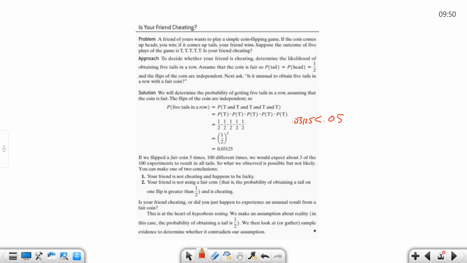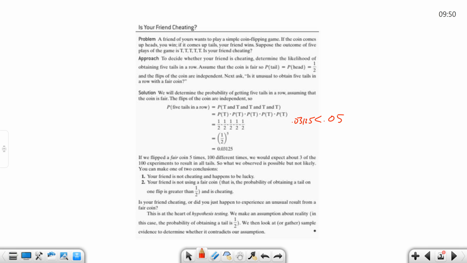And your friend just did it right in front of you, right? I would call that unusual, okay? And it's also less than the 0.05. So you have 2 choices. Either your friend is not cheating and just happens to be really lucky, or your friend is not using a fair coin and therefore your friend's cheating, okay? Those are your 2 choices that you have there.